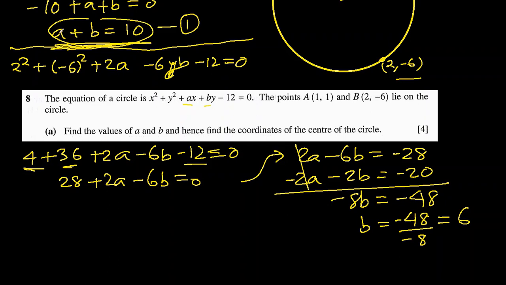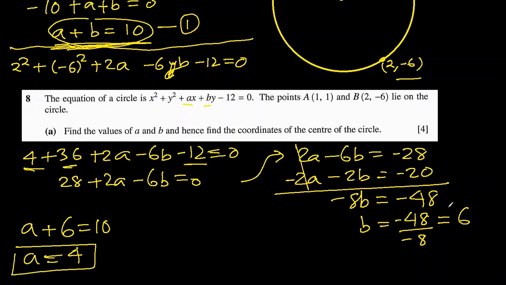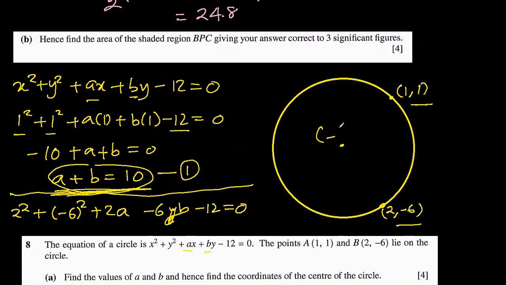And this equation was a plus b equals 10. So now we can substitute b here. a plus b, which is 6 now, equals 10. That gives us a equals 4. We got a equals 4 and b equals 6. Additionally, they said hence find the coordinates of the center of the circle. The center of the circle is negative half of the coefficients of x and y. The coefficient of x is 4. What is negative half of 4? Which is minus 2. Negative half of 6 is minus 3. So the coordinates of the center are (-2, -3).